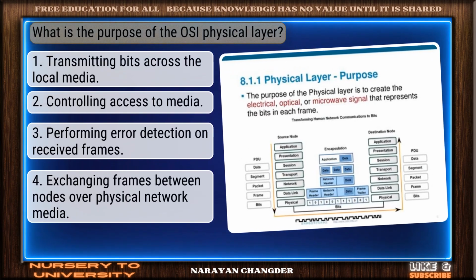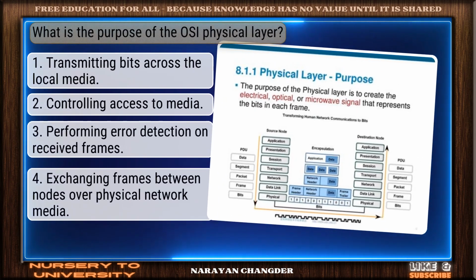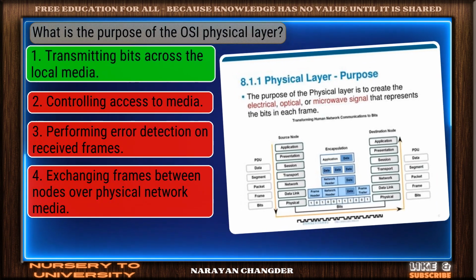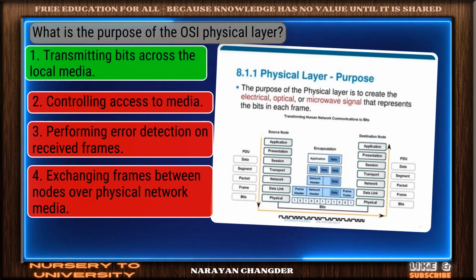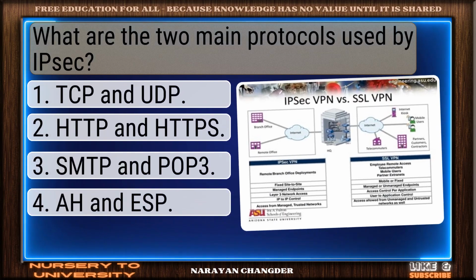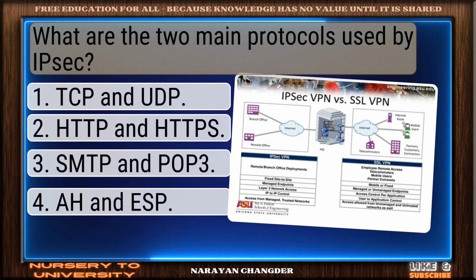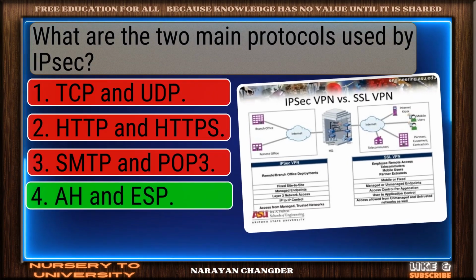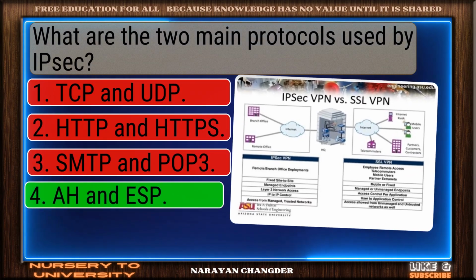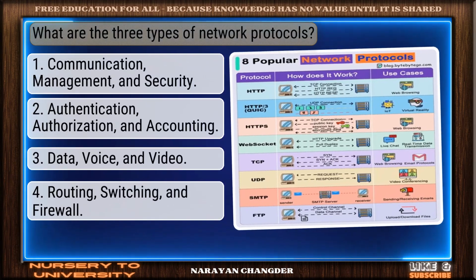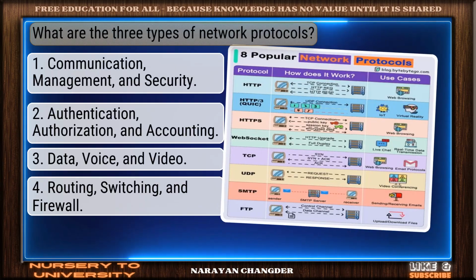Question number 35. What is the purpose of the OSI physical layer? Excellent. Transmitting bits across the local media is a brilliant choice. Question number 36. What are the two main protocols used by IPsec? Clear logic. Your choice, AH and ESP, is sound and 100% true. Question number 37. What are the three types of network protocols?